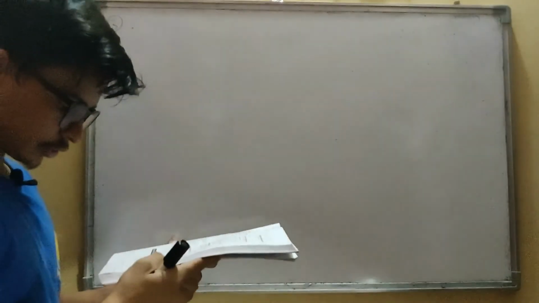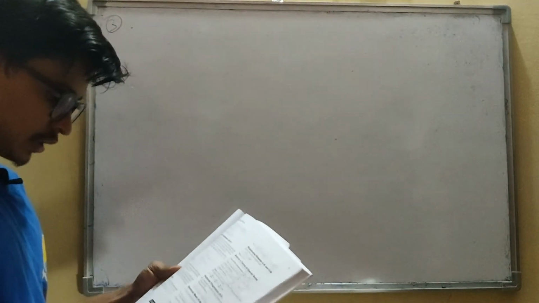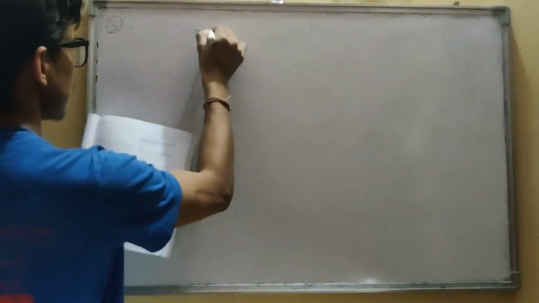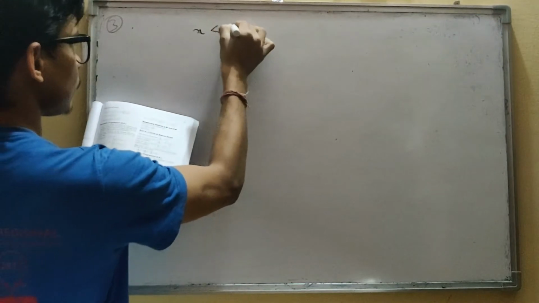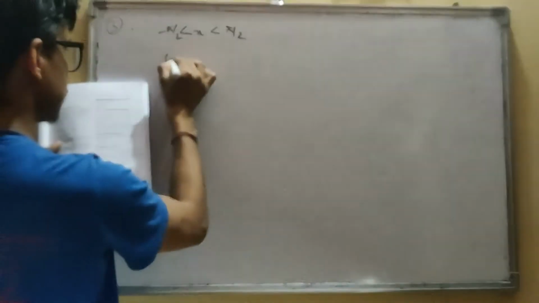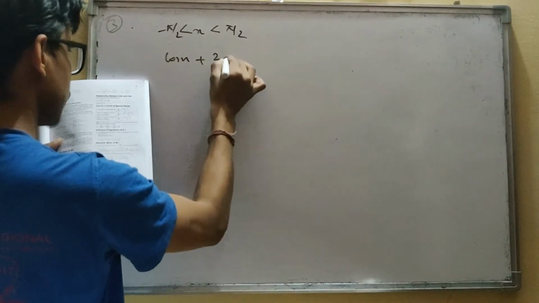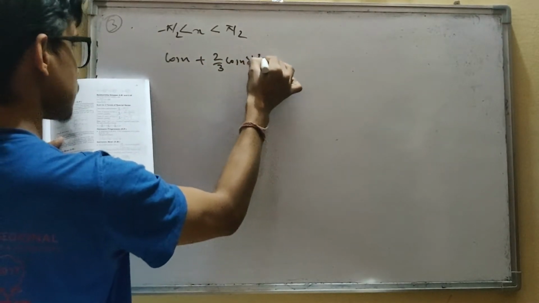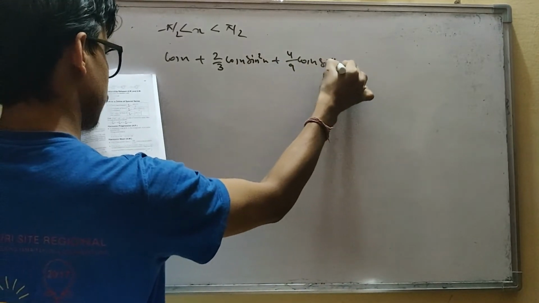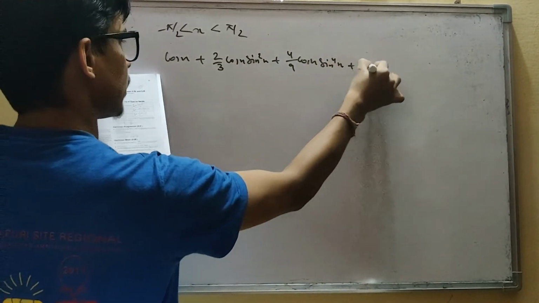So the next question is question number 4. The sum of infinite terms of the series is finite, then x belongs to. So you need to find the range of x basically. x is given as x is less than pi by 2 but greater than or equal to minus pi by 2, and the infinite GP is this: cos x plus 2 upon 3 cos x sin square x plus 4 upon 9 cos x sin to the power 4 x plus, and so on.